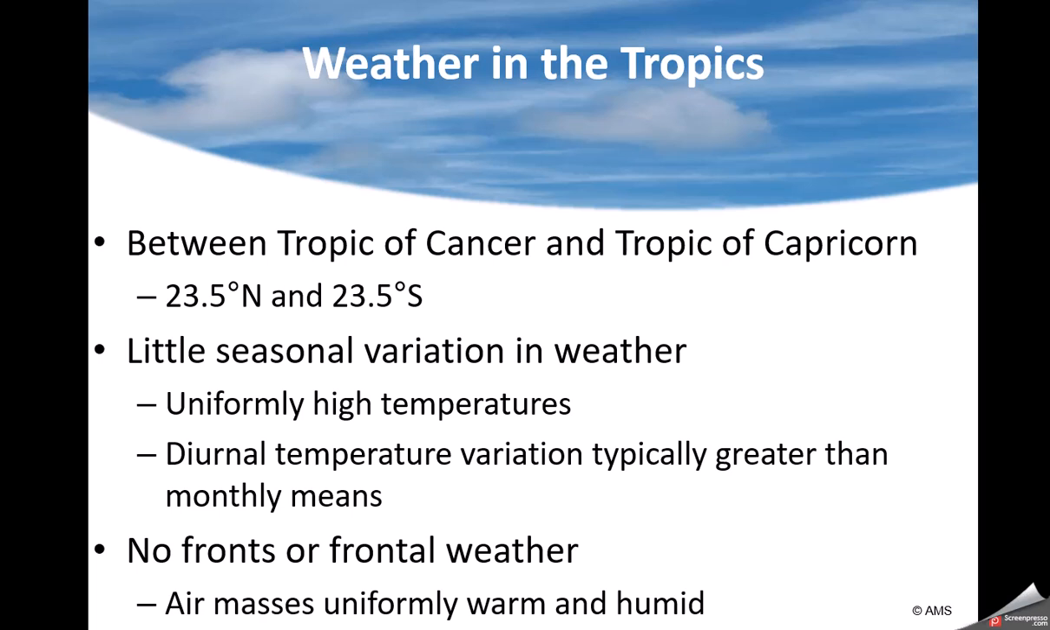So this air mass is uniformly warm. Much of it's very humid. Some of it's quite dry over deserts, but all of it hardly ever changes temperature. The seasonal change in temperature is far less than the daily change in temperature. So in other words, the difference between the high and the low that day is more than would occur between winter and summer.